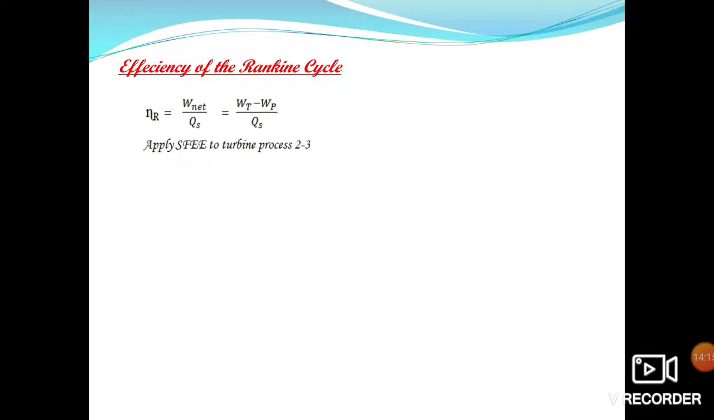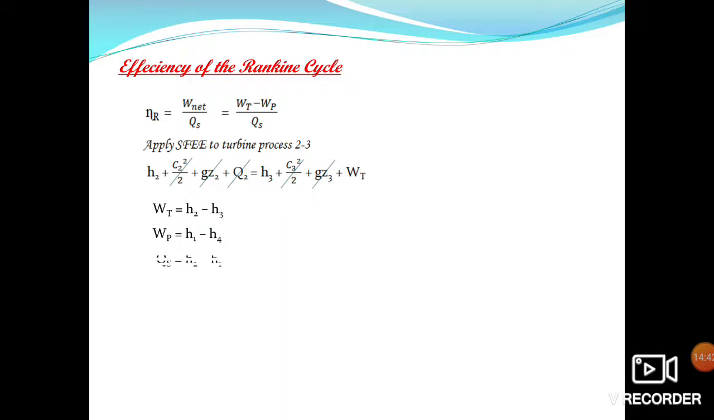So now for example, we will apply the steady flow energy equation to the process 2 to 3 in the turbine. By applying the steady flow energy equation, we get the final result as work done by the turbine is equal to H2 minus H3. Similarly, we can get work done by the pump is equal to H1 minus H4. Heat supplied is equal to H2 minus H1 and heat rejected is equal to H3 minus H4.